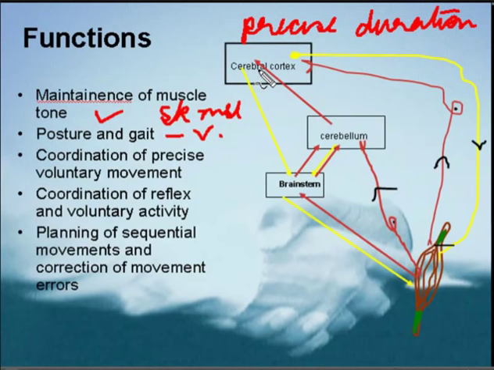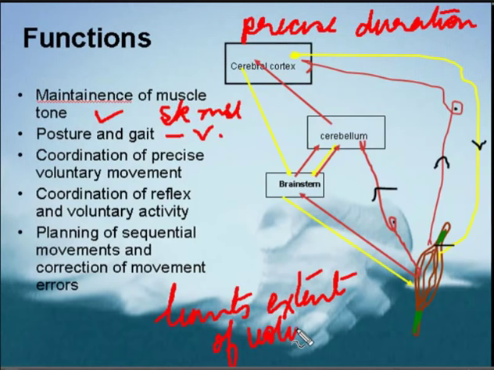For example, if you reach across to pick up a book and you flex your elbow, you don't keep on flexing your elbow. Once your action is done, then your elbow starts extending. So this is done because the cerebellum now can inhibit the flexors and stimulate the antagonists, which are the extensors. So it limits the extent of voluntary movement. Otherwise, you'll keep on doing what you were doing. And we'll see what happens in cerebellar lesions. So this is one of the important things to remember.